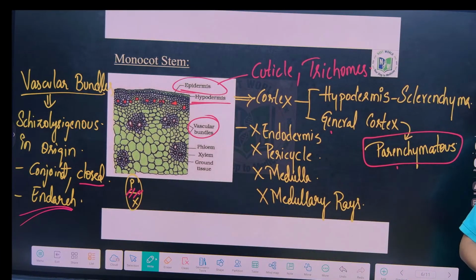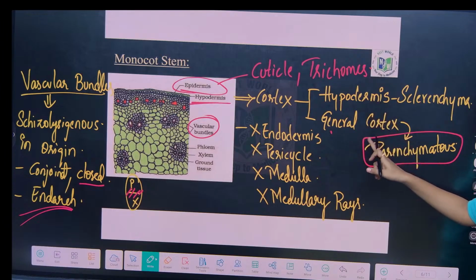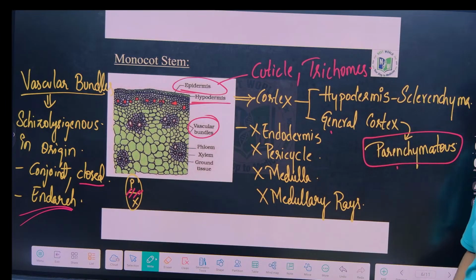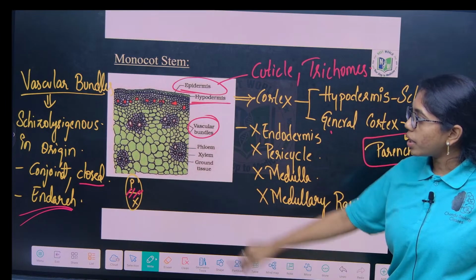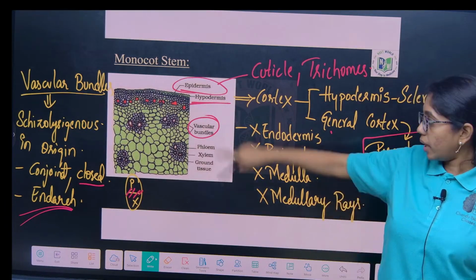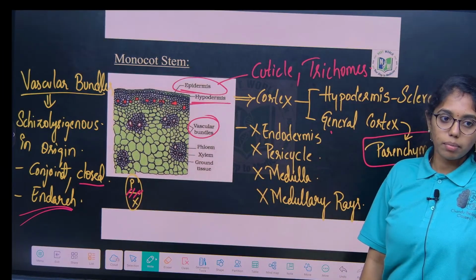Here you tell me, what are the regions that come under epidermal tissue system? Epidermis. Only epidermis. What are the regions that come under ground tissue system? Hypodermis and general cortex. Apart from that, no other tissues are present. What are the regions that come under vascular tissue system in monocot stem? Vascular bundles, only vascular bundles.